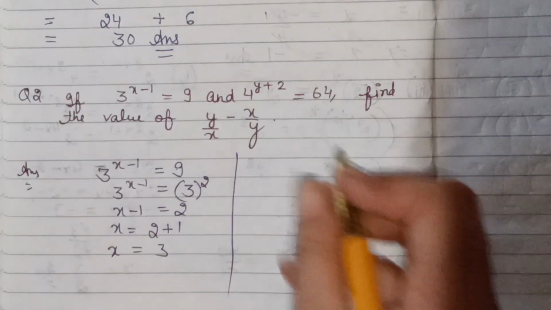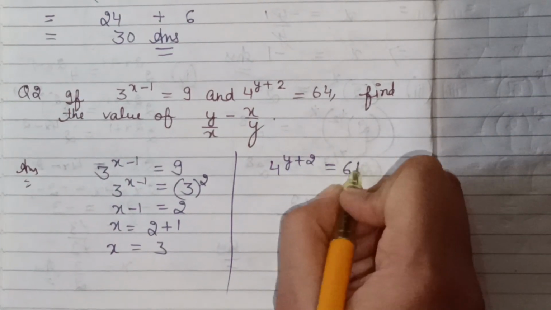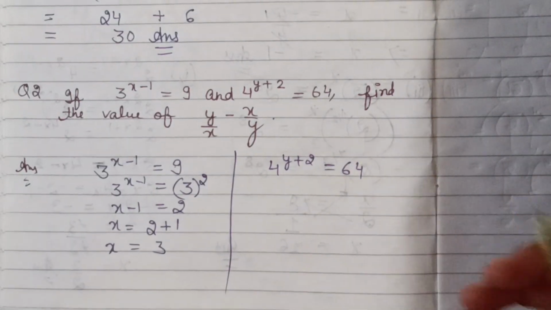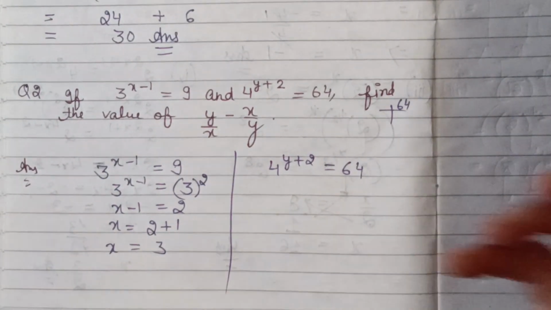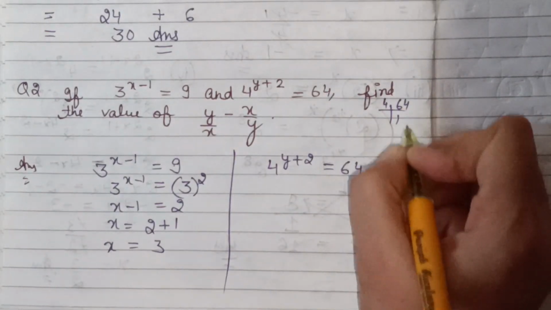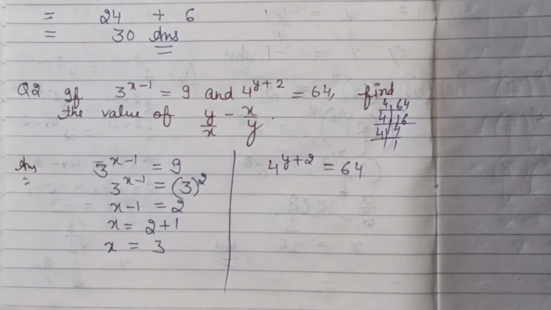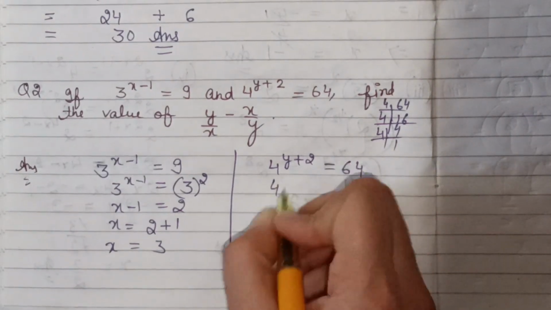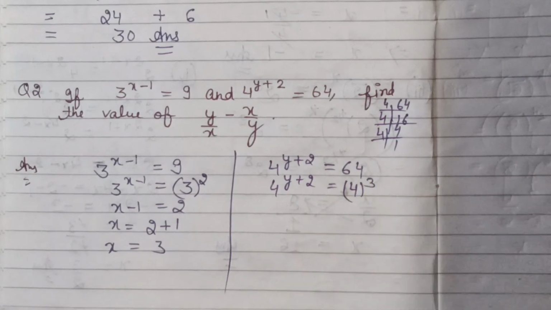Now from here, 4 raised to power y plus 2 is equal to 64. Now I do the prime factorization of it. For 64 I have to make the same base. So 4 ones are 4, 4 fours are 16, 4 sixteens are 64. Means I write 64 as 4 raised to power 3.